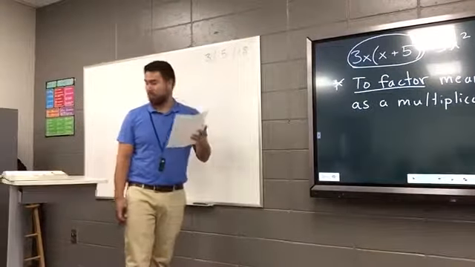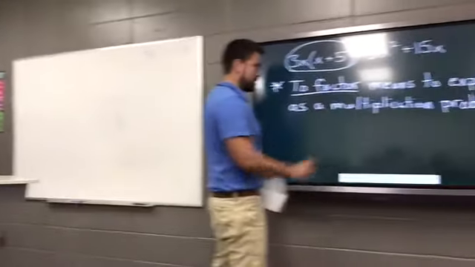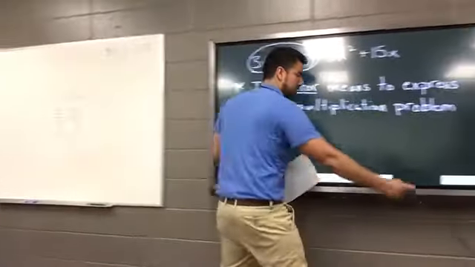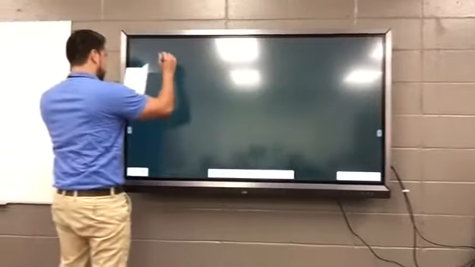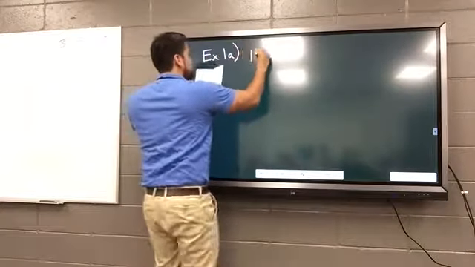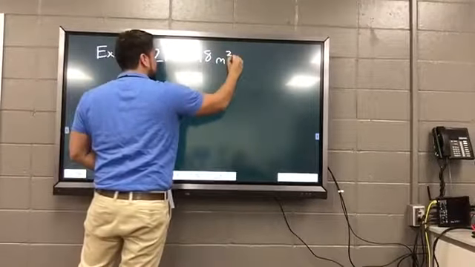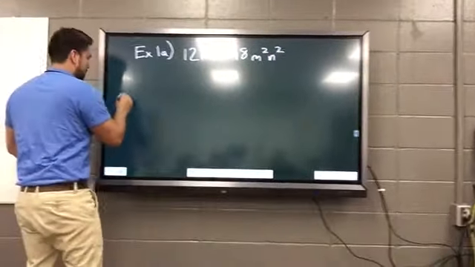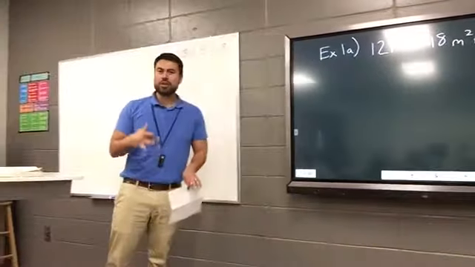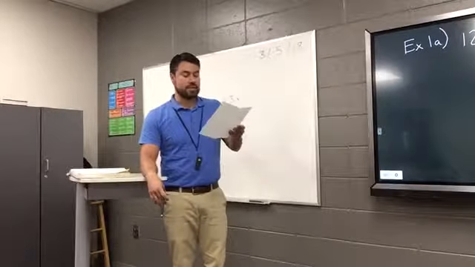Okay, let's look at example 1a to see how our problems come out. So I'll give you a little bit of time to write this out. But example 1a. Okay, I'll go back in just a moment if you need it. 12mn squared minus 18m squared n squared. Okay, and just make sure you write it correctly because if you don't, you're going to factor something different that wasn't necessary or wasn't even there.